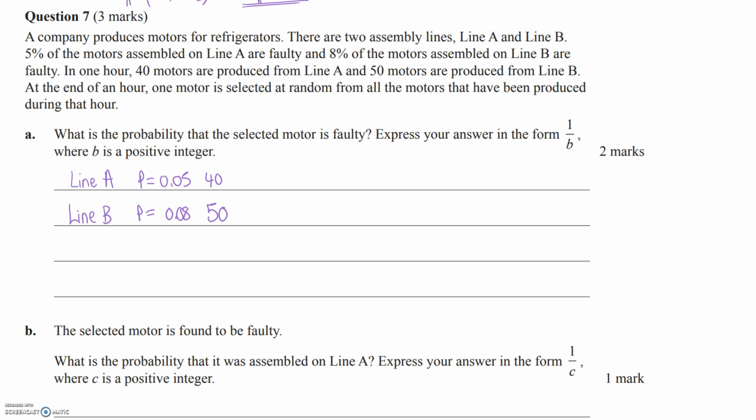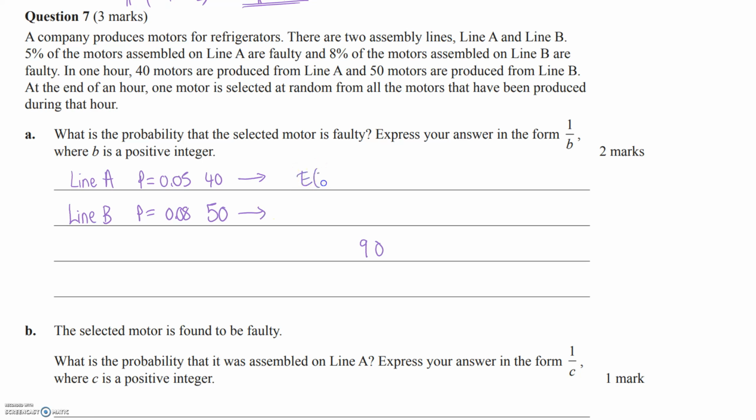So it says basically at the end of 1 hour, one motor is selected at random from all the motors that have been produced during that hour. So in the hour, they're going to have 90 produced. Basically, what's the probability that the motor is faulty? So how many do we expect to be faulty from line A? How many do we expect to be faulty from line B?